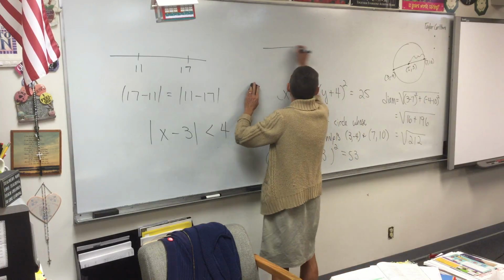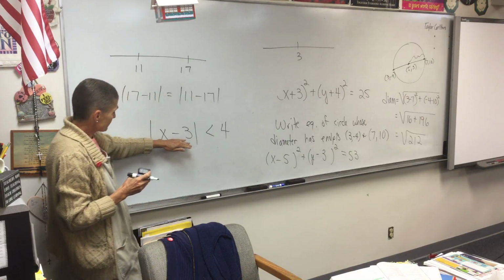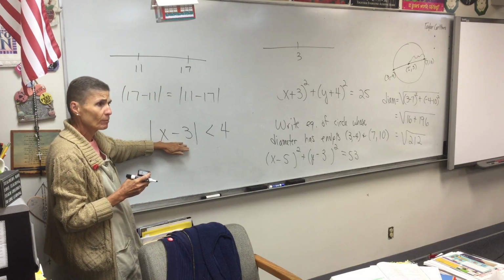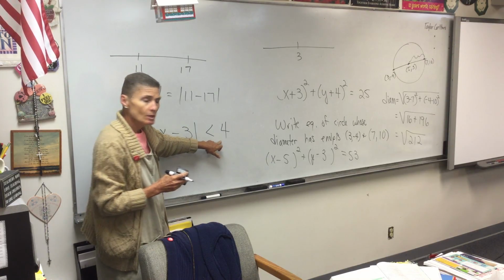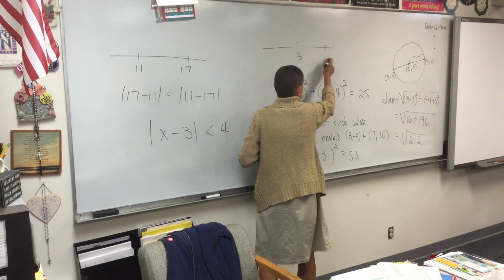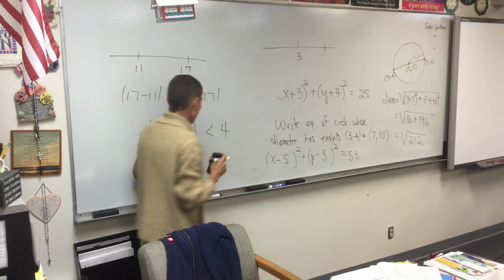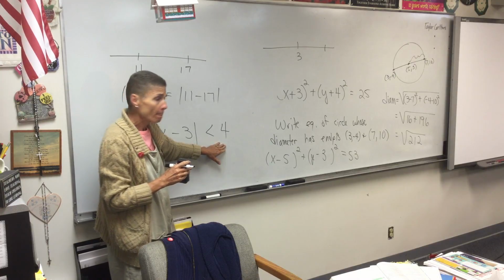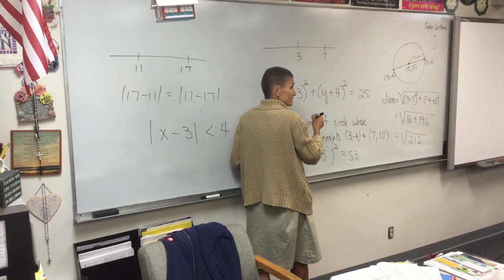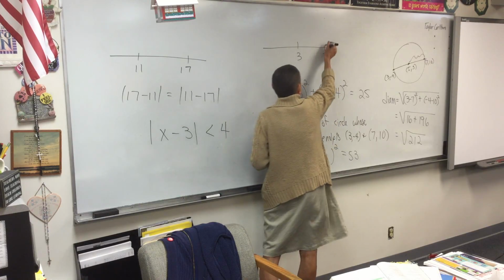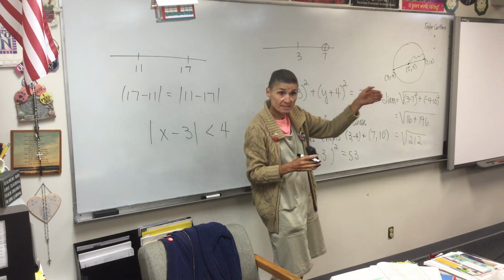So here's my number line, and there's 3. Now this says the distance between some number and 3 has to be less than 4. So what's the furthest out this way that number could be? If the distance has to be less than 4, the furthest out it could be would be 7, right? Does that make sense to you? Can it be 7? No, because then the distance would be 4, but it can be everything up to 7.